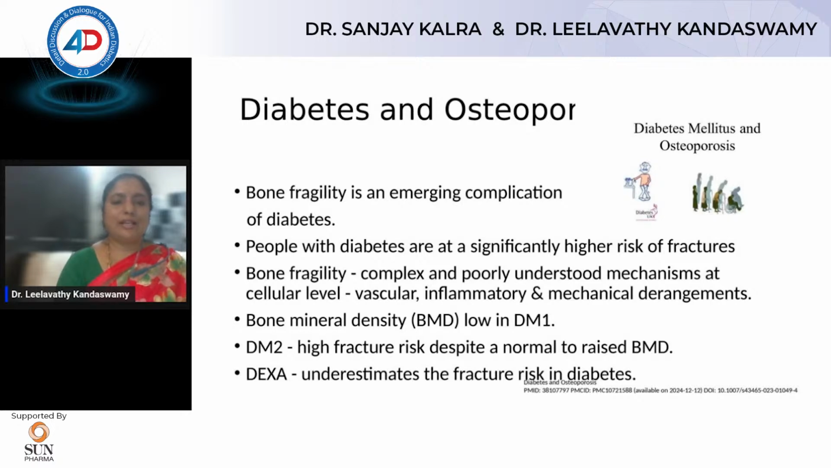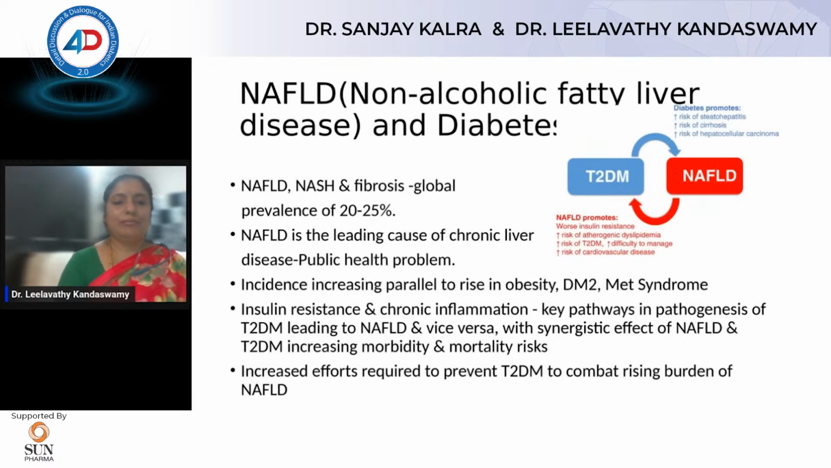In a patient with diabetes, bone fragility is an important complication, and people with diabetes are at significantly higher risk of fractures. And bone fragility has a complex and poorly understood mechanism at the cellular level, due to vascular, inflammatory, and mechanical derangements. And if you take bone mineral density, it is low in type 1. In type 2, despite normal or raised bone mineral density, the risk of fracture is very high. And the DEXA underestimates the fracture risk in diabetes. So we have to carefully assess the DEXA scan when we are treating the patient.